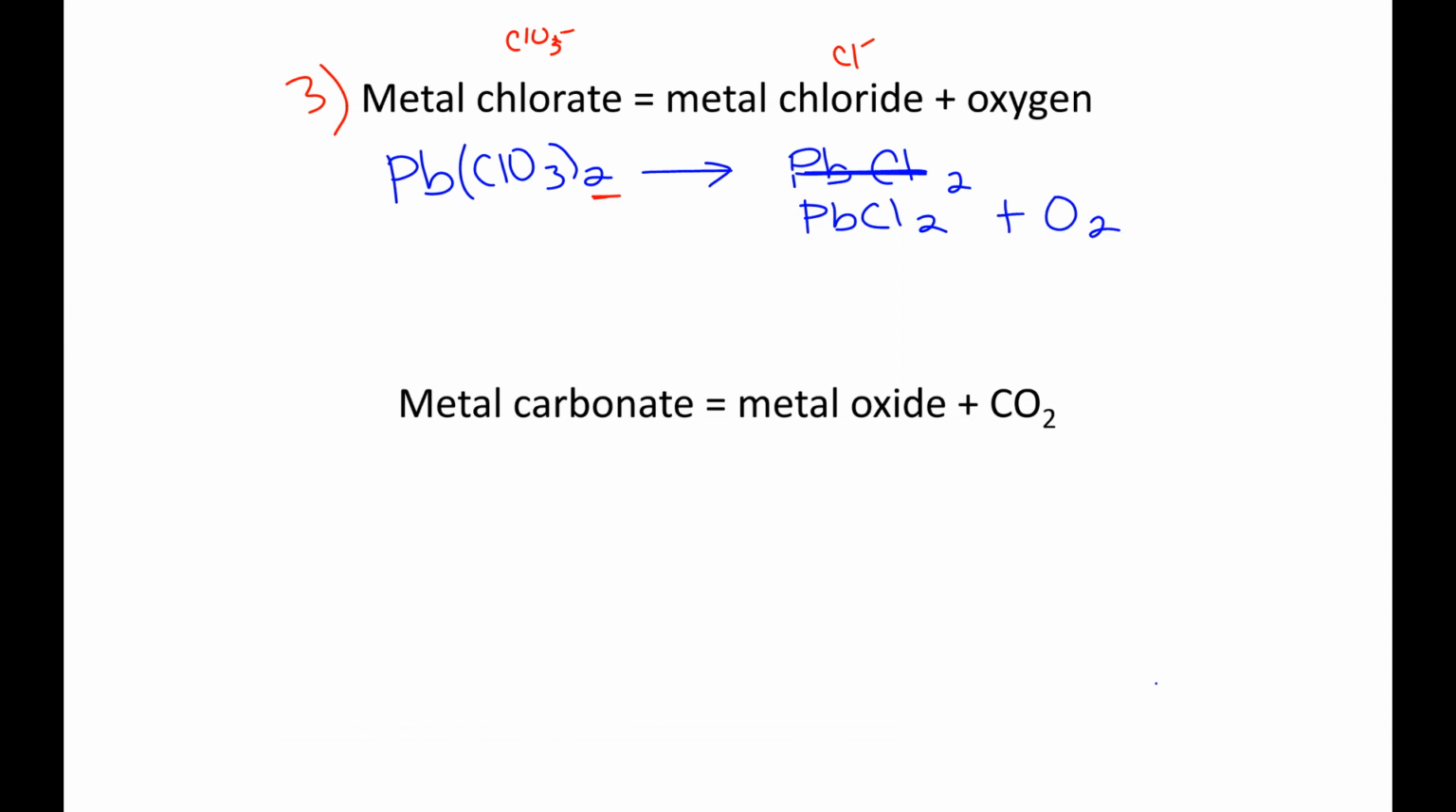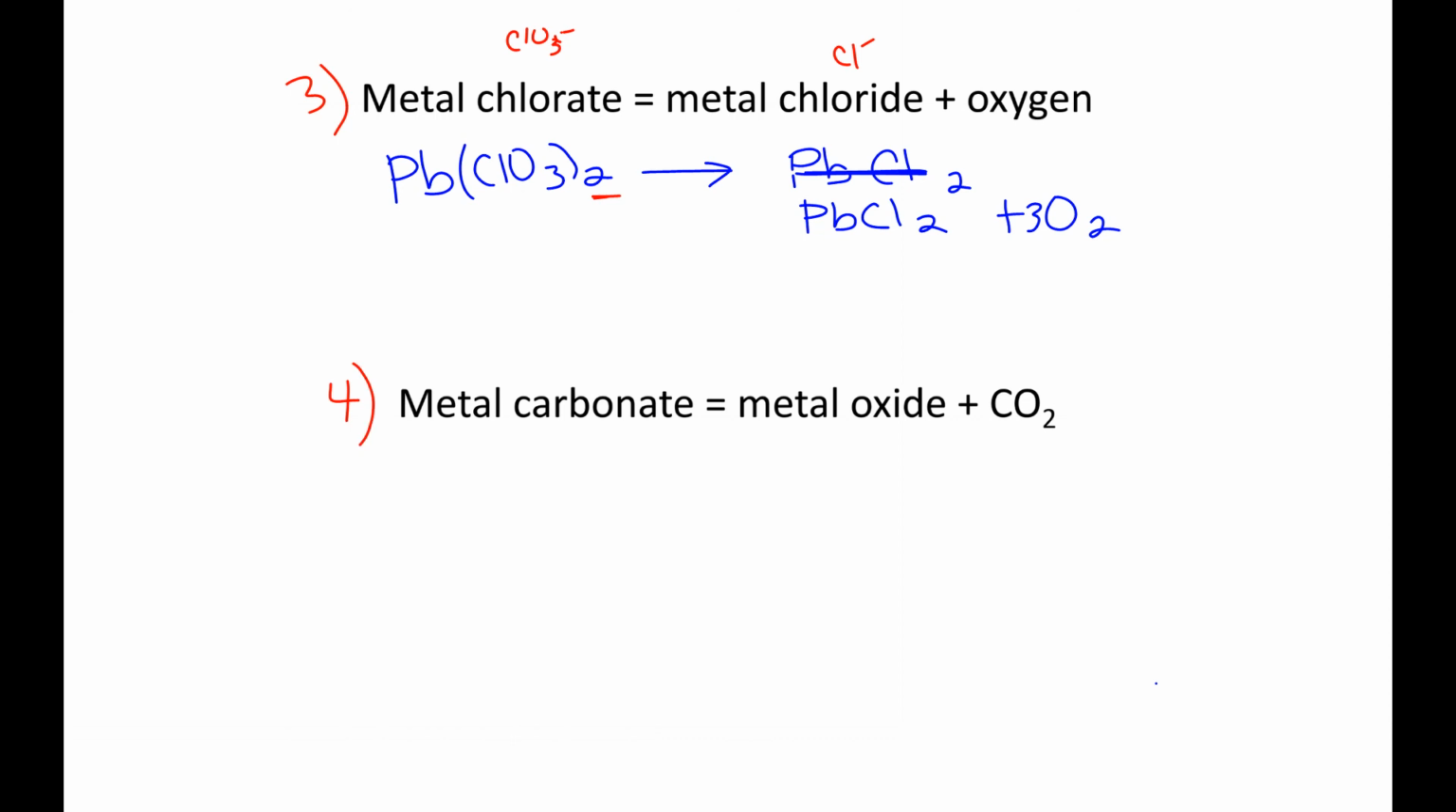1 lead on the left, 1 lead on the right. 2 Cl's on the left, 2 Cl's on the right. We have 6 oxygens on the left, so all I gotta do is put a 3 there, and I have 6 oxygens on the right. Okay? Not that difficult.